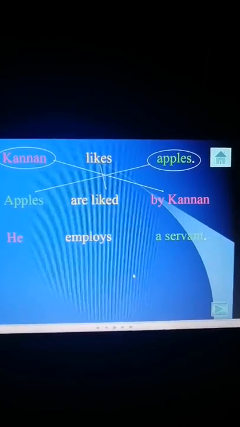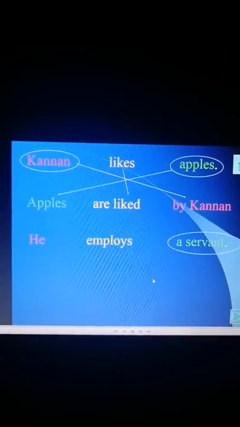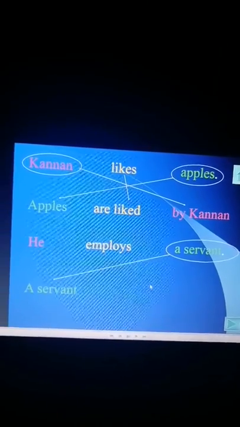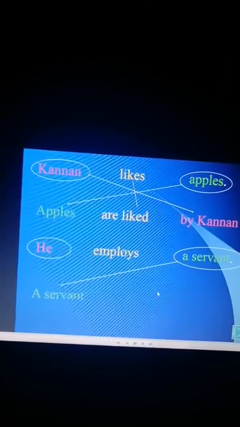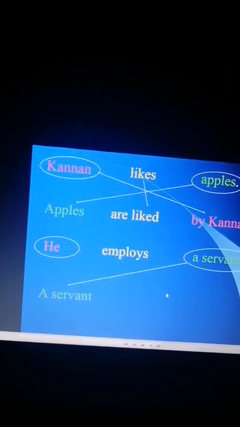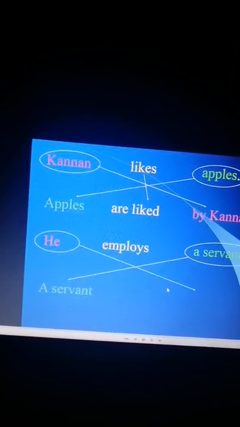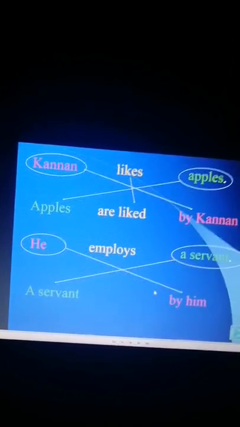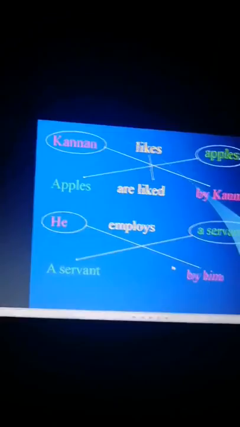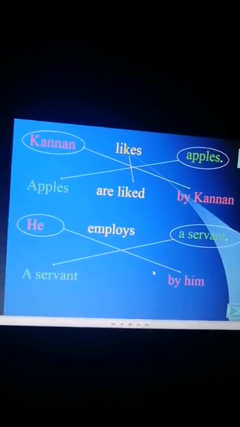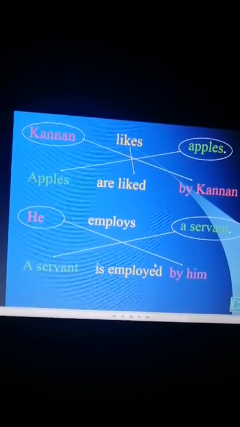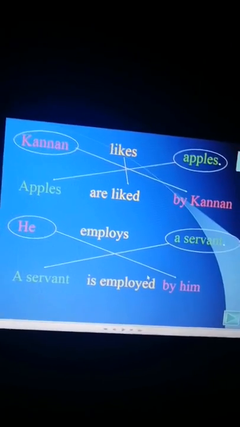He employs a servant. A servant is the object. So we take it and put it at the beginning of the sentence. The subject should be put at the end of the sentence with by, and employs is the verb 1 present simple. So we should use is or are or am plus verb 3. Here a servant is singular, so we should put is, verb 3, is employed.